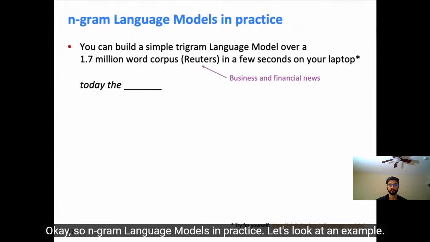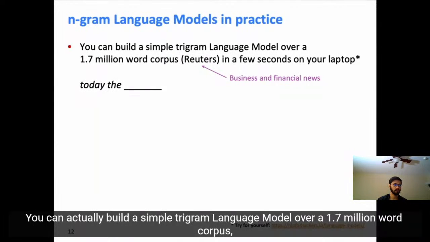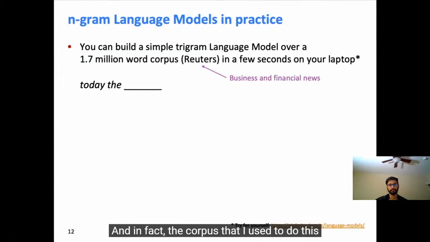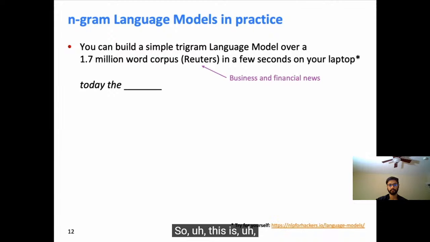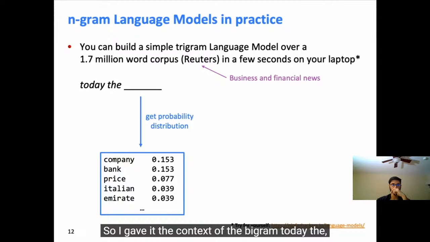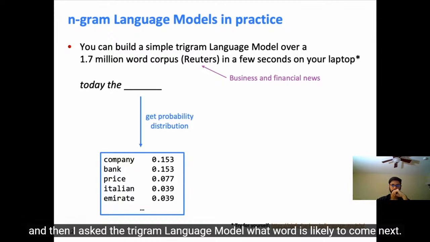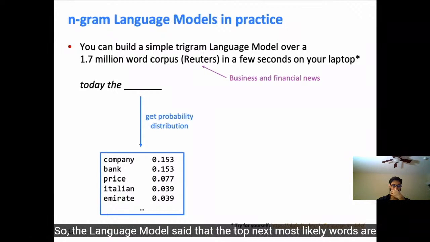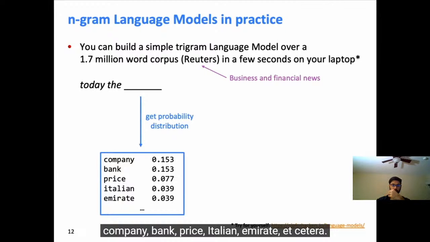Okay. So n-gram language models in practice, let's look at an example. You can actually build a simple trigram language model over a 1.7 million word corpus in a few seconds on your laptop. In fact, the corpus that I used to do this was the same one that you met in assignment 1. It's the Reuters corpus, which is business and financial news. If you want to do this for yourself, you can follow that link at the bottom of the slide later. So this is something which I ran on my laptop in a few seconds. I gave it the context of the bigram "today the", and then I asked the trigram language model what word is likely to come next. The language model said that the top most likely next words are company, bank, price, Italian, Emirate, etc.